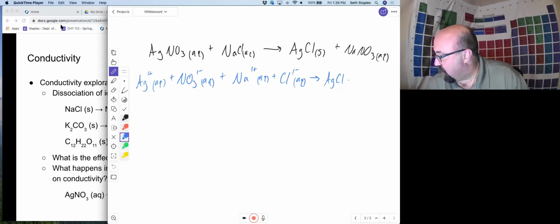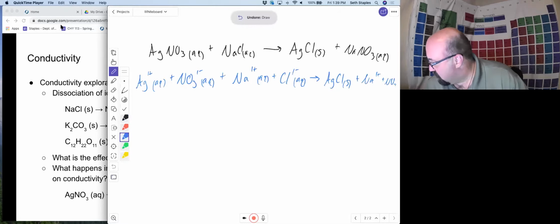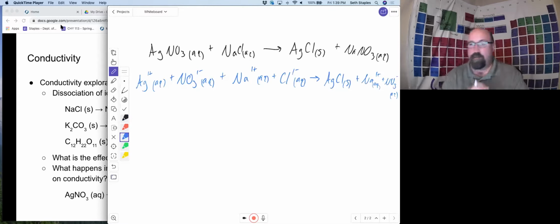up forming a solid. And then we also still have, running out of space, but remember, both of those are aqueous as well. So we form our solid, and we also have our Na and our NO3 ions. And so in our resulting mixture, only two of these four are still in the ionic form. The other two are now clumped together as a solid, no longer ions. And so we would expect that to have a role to play in the conductivity of the entire mixture.